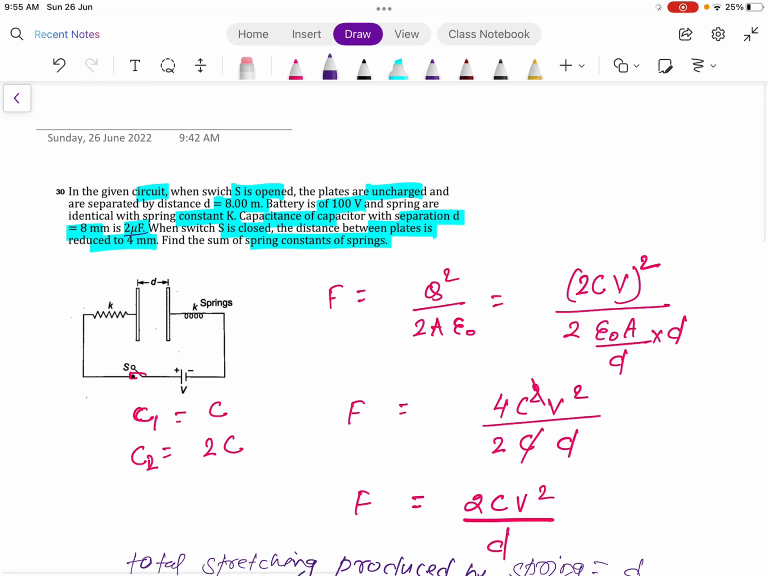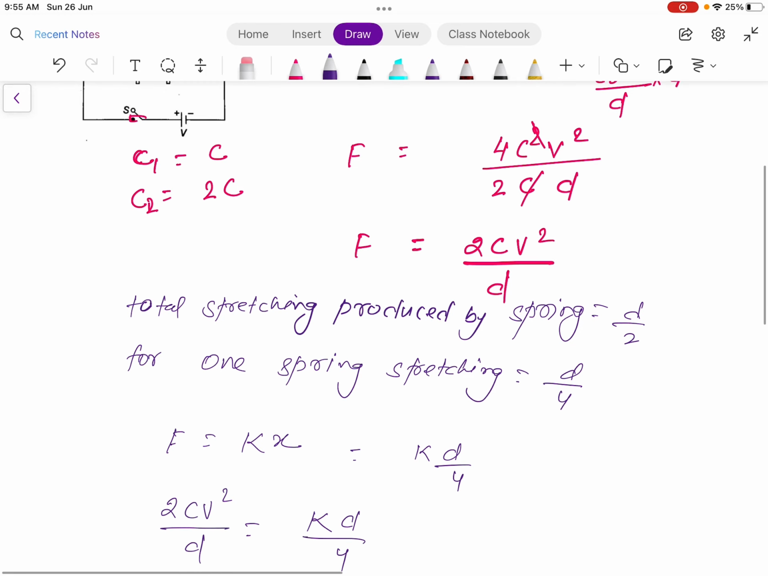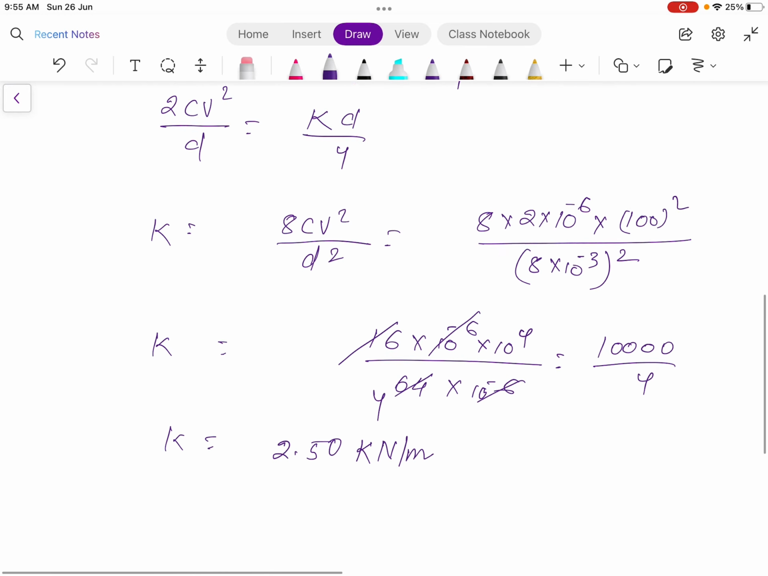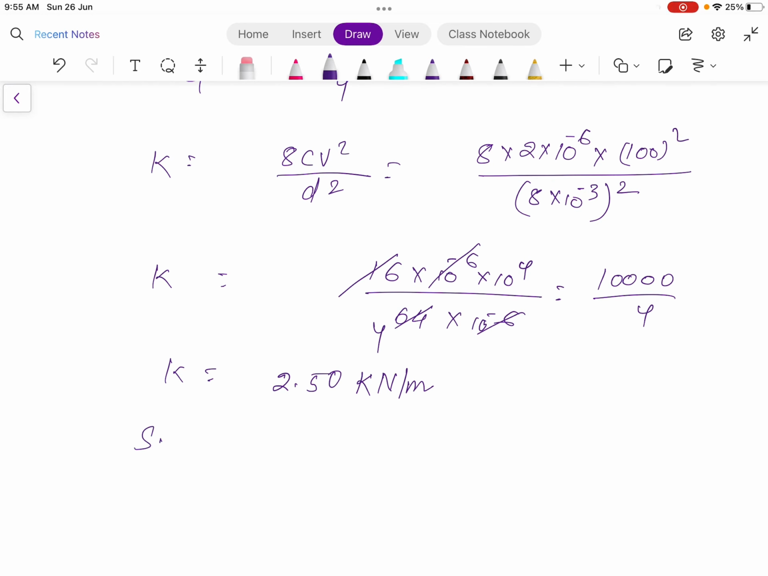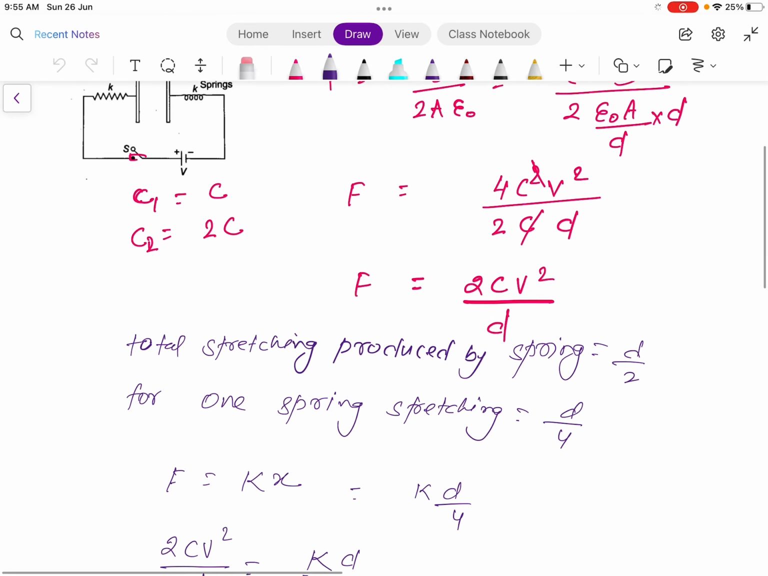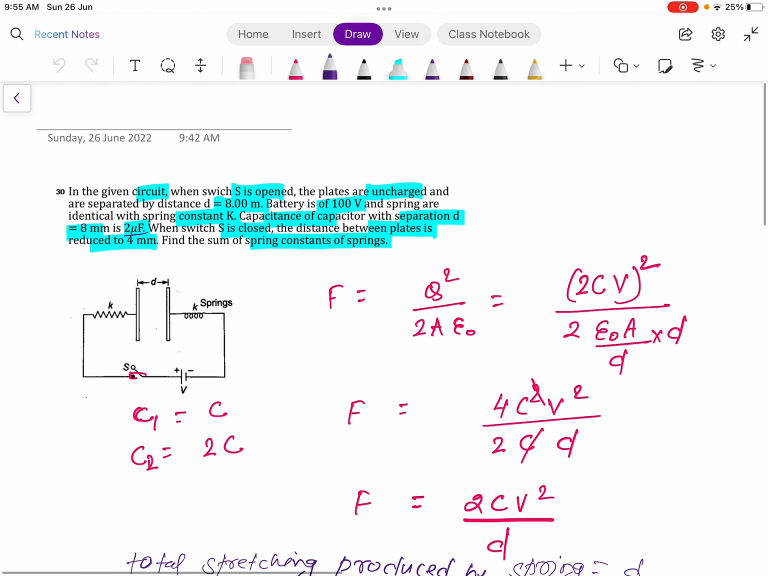Now we have to find the sum of the spring constants. The sum of the spring constants is equal to 2K. So 2 into 2.5, so it will be 5 kilo Newton per meter. So the answer of this question is 5 kilo Newton per meter. Okay.